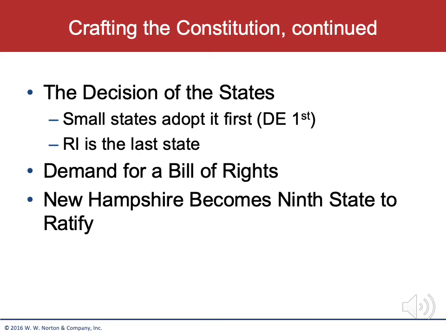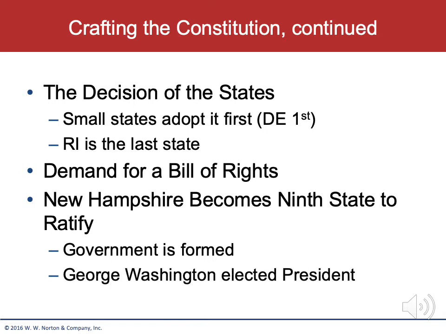Rhode Island is the last, which is not surprising at all, because Rhode Island said, we're not going to ratify based on a promise. We'll wait and see what those documents actually look like, right? They're like, show us this Bill of Rights, and then we'll ratify. And so the first 12 amendments are proposed, 10 of which get ratified, and Rhode Island joins the Union in 1791. So with the ninth state's ratification, the government is formed. So there are elections held. And of course, George Washington is elected our first president.